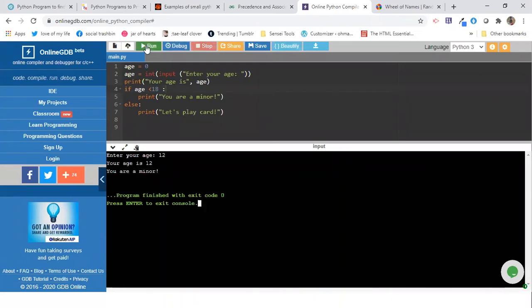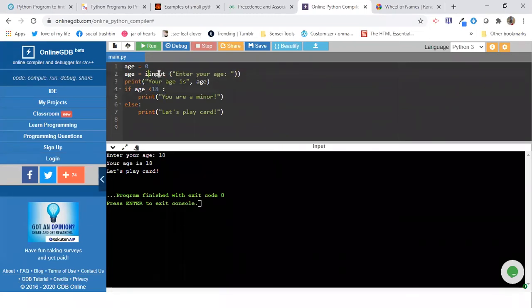Enter age, 12. You are minor. Run again, 26. Run again. Let's play card. Okay? So, tumama siya. What if it's 18? What will be the output? Minor or card? Card, ma'am. Let's play card. Okay? Yung input natin or yung data conversion, ganito usually yung data conversion.